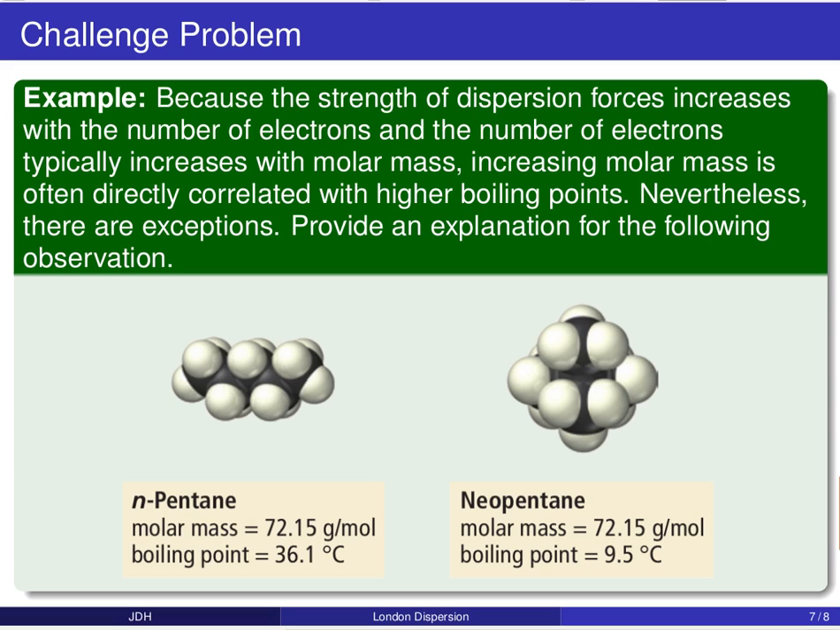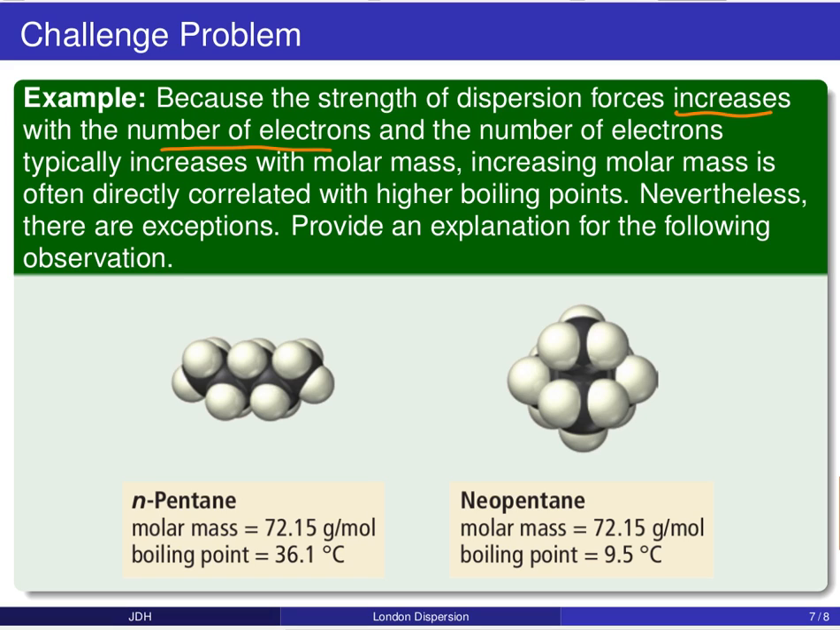Okay, so we already know that the strength of dispersion forces increases with the number of electrons. The caveat here is that increasing molar mass doesn't always have the predicted impact you would think on the boiling point. And to understand this, we need to be thinking about the shape of the molecule and how that influences the problem.